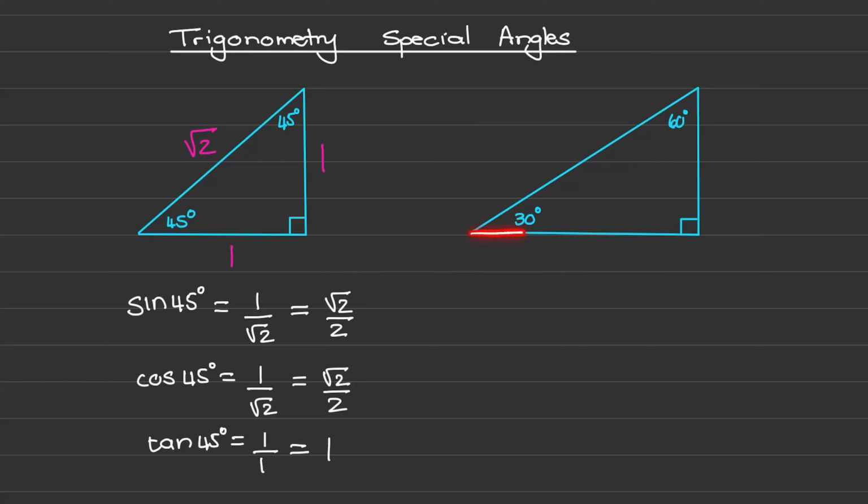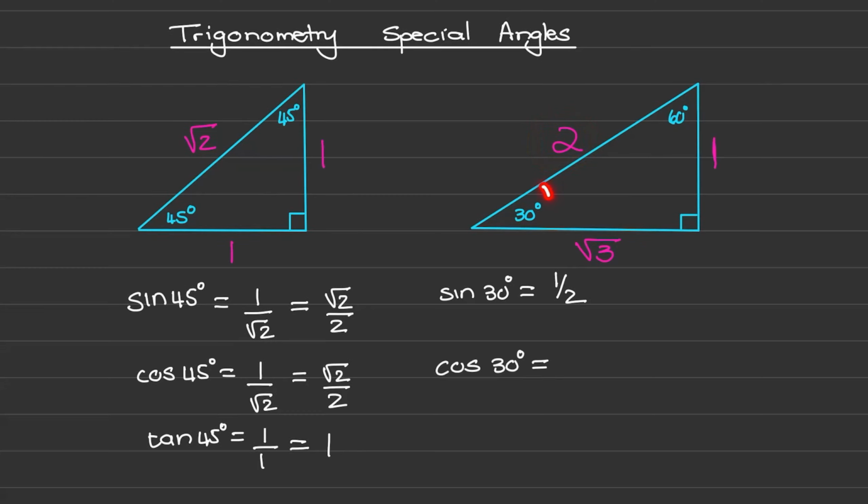Now let's move on to our second triangle. The length of the one side would be 1, and the length of the hypotenuse equal to 2. And again, we can use Pythagoras to find the length of the missing side. So the sine of 30 degrees is the opposite, which is 1 over the hypotenuse of 2. So that is a half.